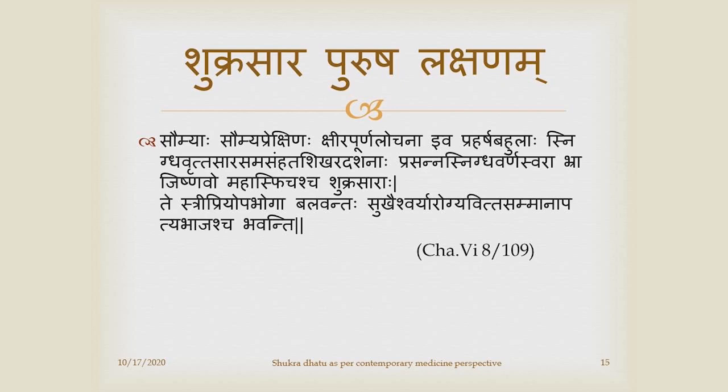Varna or complexion and the voice are Prasanna and Snigdha, clear and oily. Phrajishnu means radiant appearance. Mahaspijasya, big buttocks will be there. Shukra Saraha. So these are the main Sara Lakshana of Shukradhatu. Many of the Sara Lakshana can be due to the actions of sex hormones only, that we will discuss in the upcoming slides.